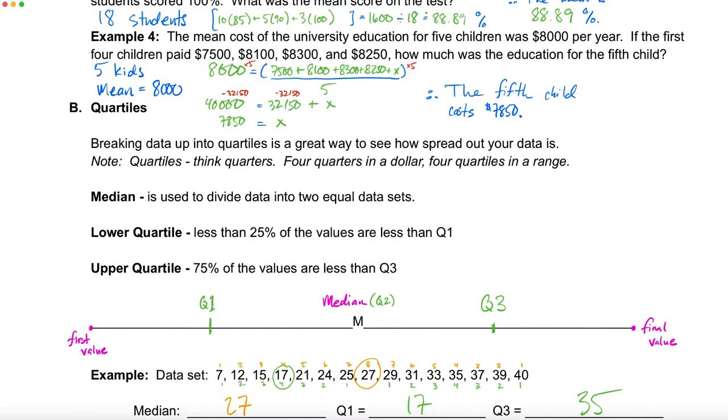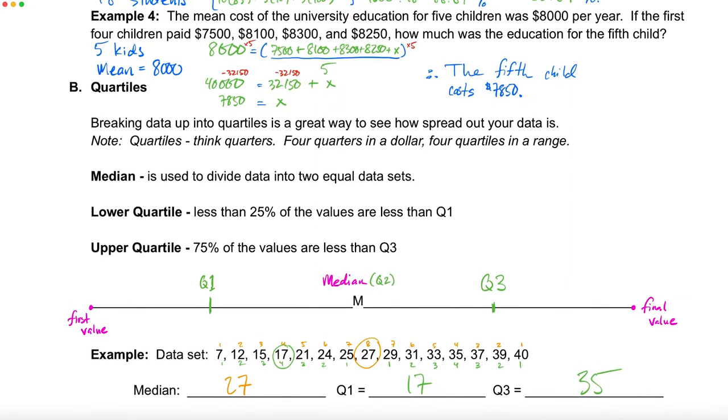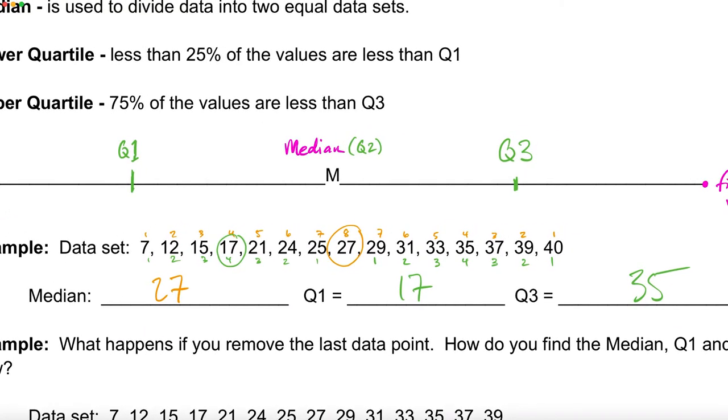Let's have a quick look at this example before we stop this video. So in our first example here, we'll zoom in a little bit. We've got a data set: 7, 12, 15, 17, 21, 24, 25, 27, 29, 31, 33, 35, 37, 39, and 40. So if we look at this, in orange, I've calculated the median by, again, starting at each end and counting in. It happens that there's an odd number of terms, which means the median falls right in the middle, and that's going to be 27. That's the 8th term, as you're going in both directions.